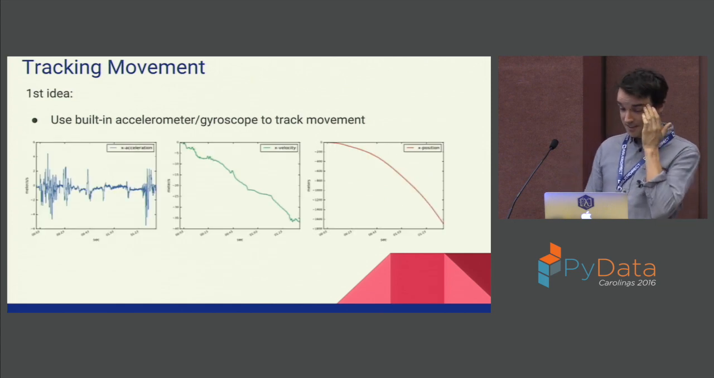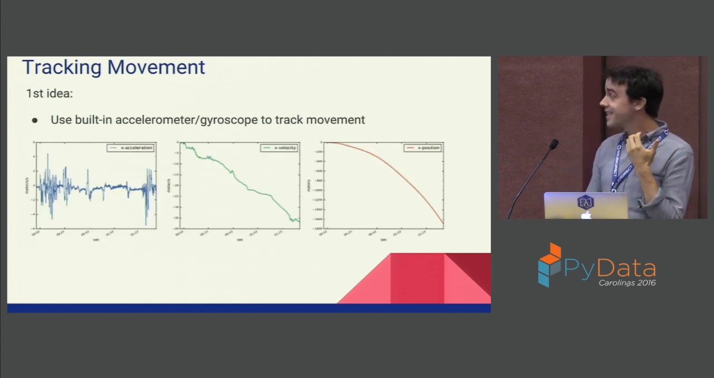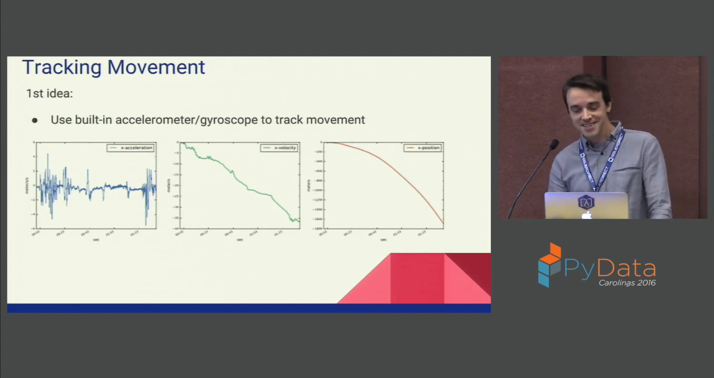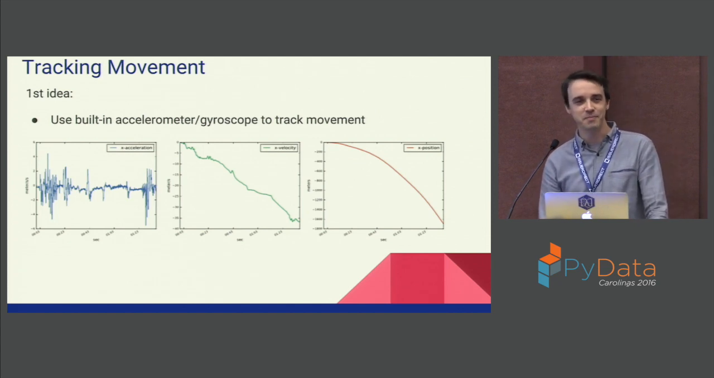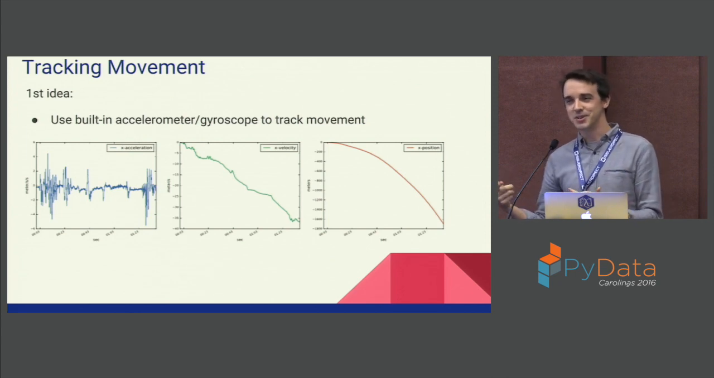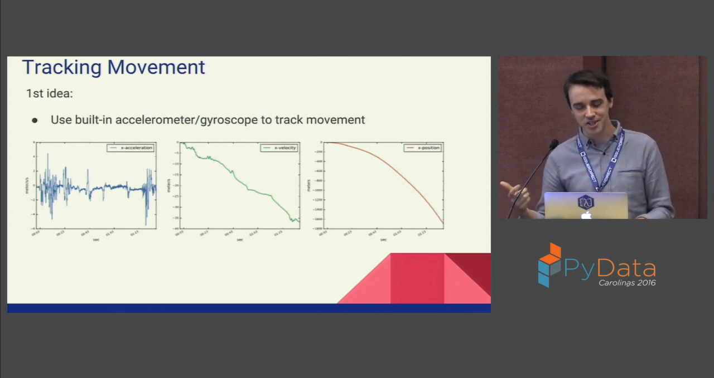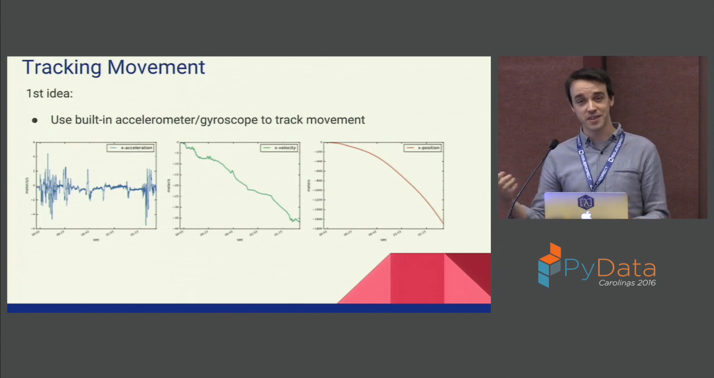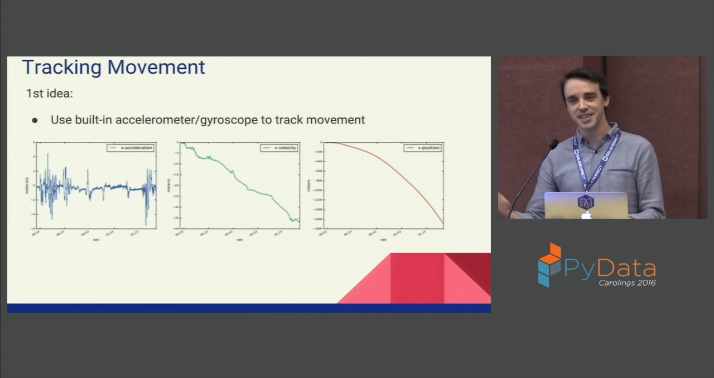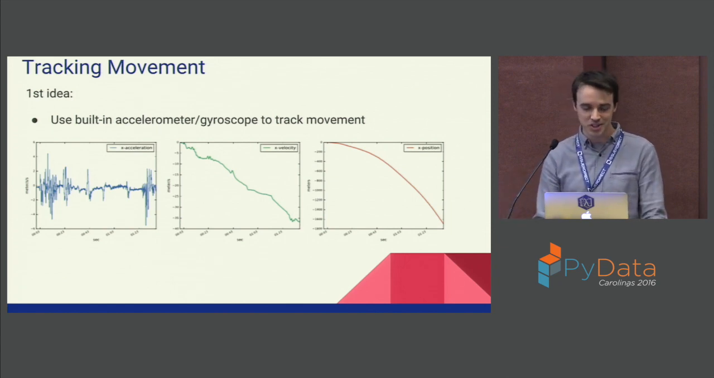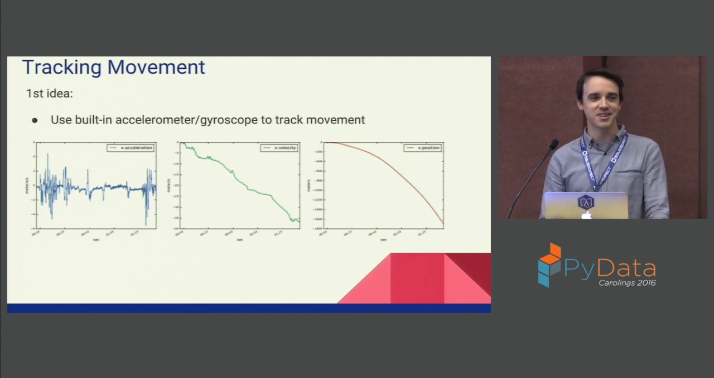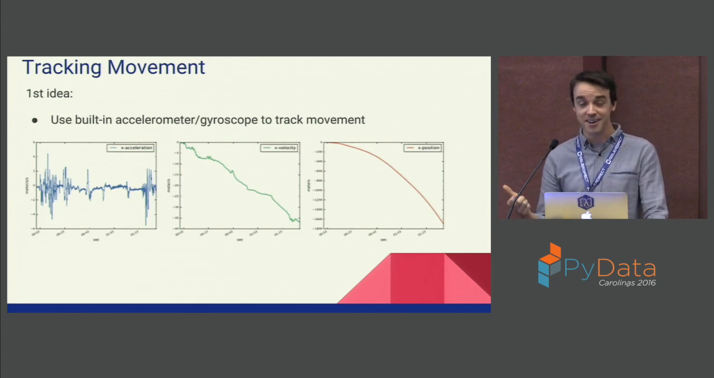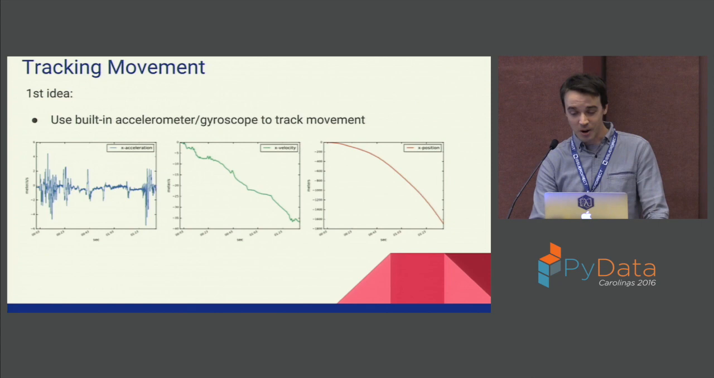If anybody's ever done this in their own work, it's a great idea in theory. In practice, these sensors, like all sensors, have a bit of measurement error to them. And when you're trying to get to position from acceleration, you're integrating twice. You're integrating first over acceleration to get to velocity, and integrating over velocity to get to position. And as such, the influence of these tiny measurement errors can compound exponentially over time.